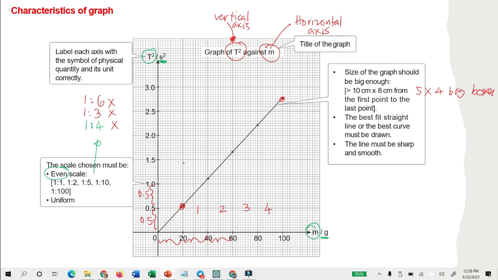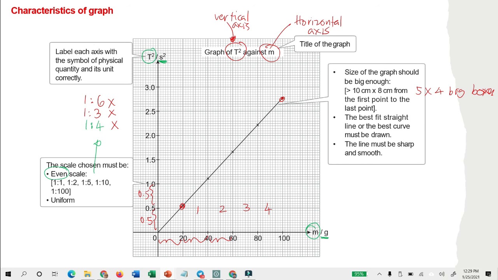But don't just draw a line connecting the first point to the last point. Make sure the line that you draw touches the vertical axis, in other words, the y-axis. And draw the line of best fit. What I mean by line of best fit is that your line must pass through as many points as possible, and the number of points above the line and below the line must be balanced. So let's say 1 point above the line and 1 point below the line, or 2 points above the line and 2 points below the line.